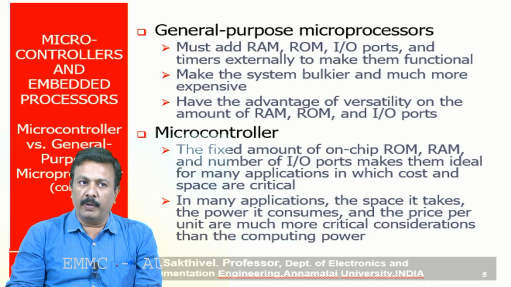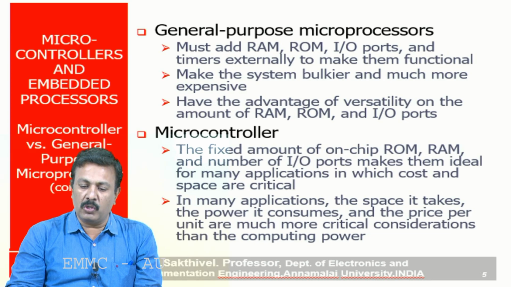Without them, using only the microprocessor, we can't do anything. So we have to add them externally. This makes the system bulkier and more expensive. If you are adding these things externally, it becomes large, and what happens?